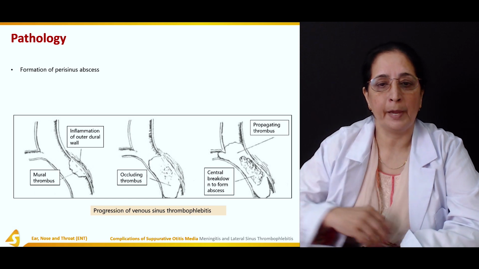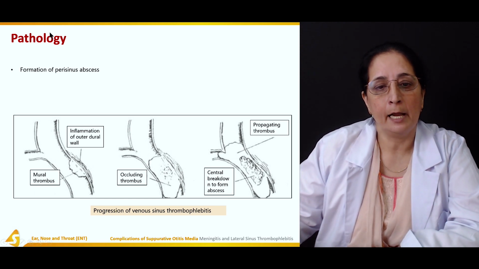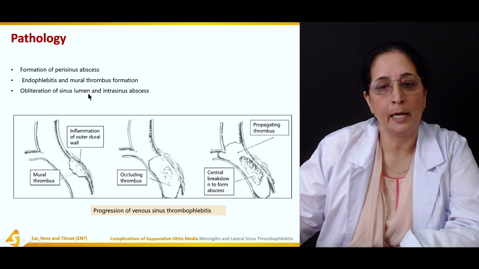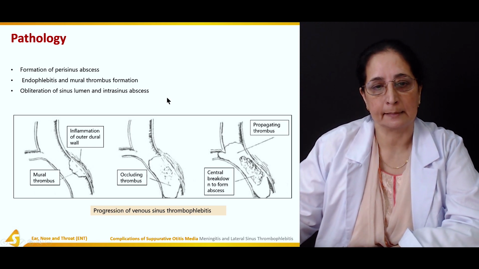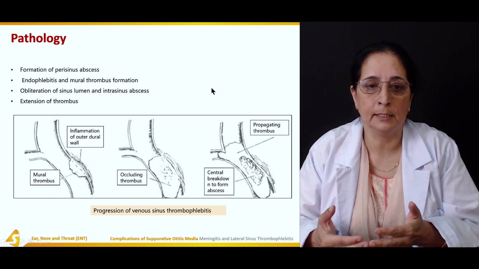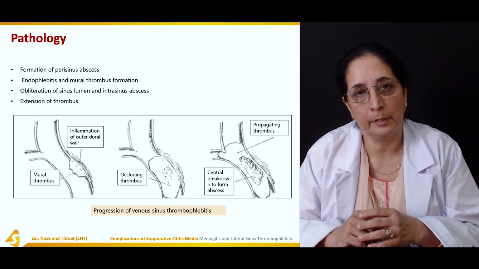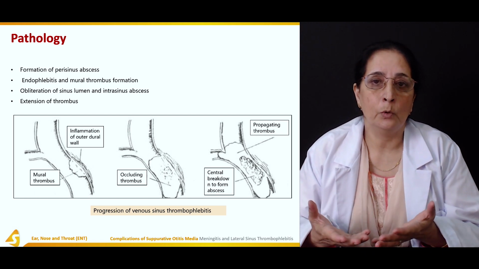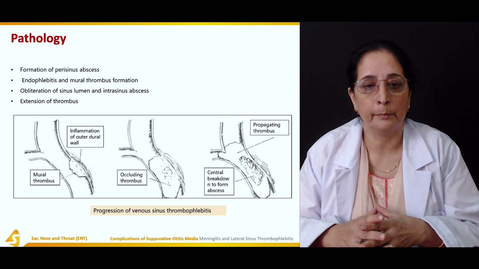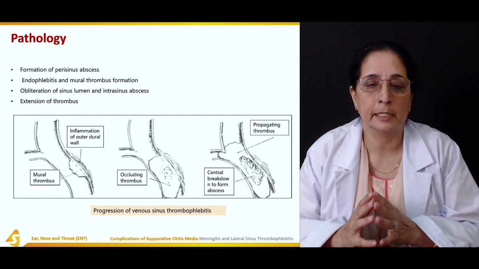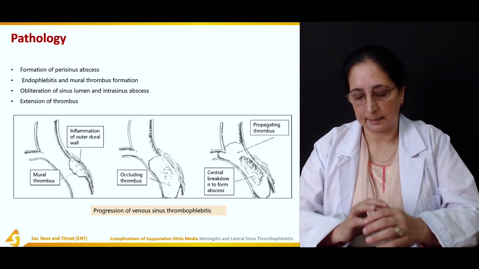So formation of perisinus abscess, endophlebitis, and mural thrombus formation, obliteration of sinus lumen and intrasinus abscess. Then extension of thrombus. So pathology, how this occurs. First, there is abscess formation around the perisinus area. Then there is endophlebitis and mural thrombus formation, and then obliteration of that lumen, and then it causes extension of the thrombus.